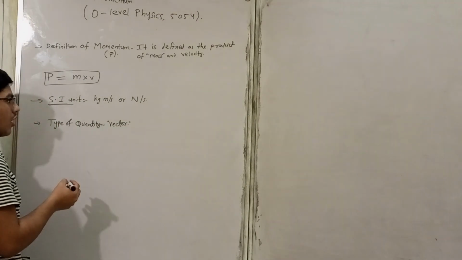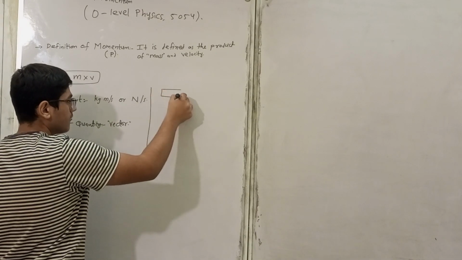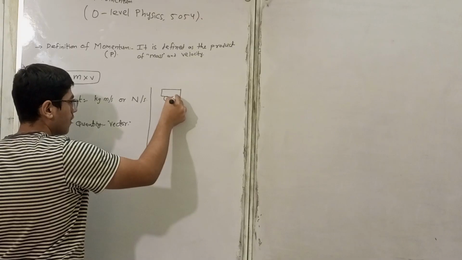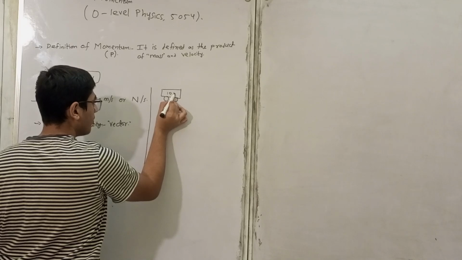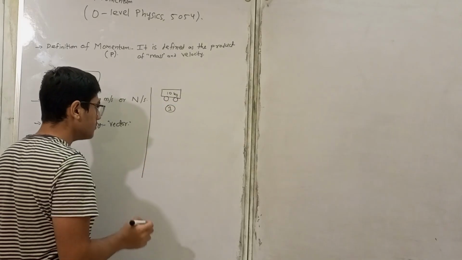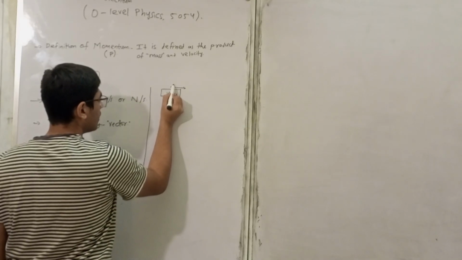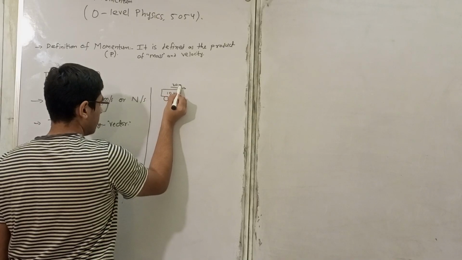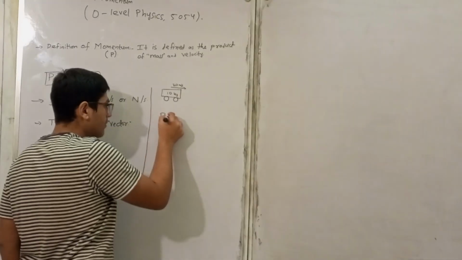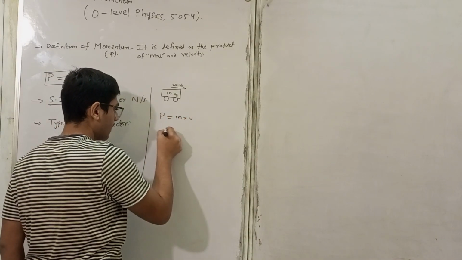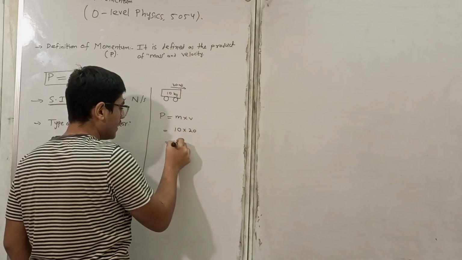Now, if we talk about calculating momentum, let's assume there is a car which is initially at position number 1. Its mass is 10 kg. Sorry, it's traveling with a velocity of 20 meter per second. So now if we have to calculate the momentum of this car, we can simply multiply its mass with the velocity, 200 kg meter per second.